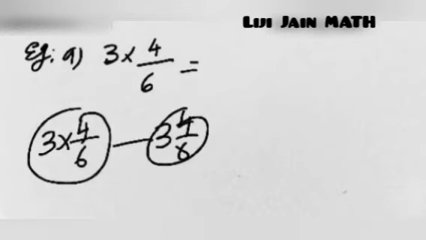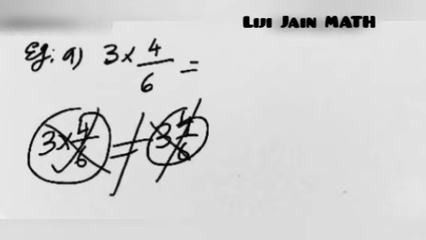Let me remind once again: 3 into 4 by 6 is the product of two fractions, and 3 4 by 6 is a mixed number. They are not at all equal. They are entirely different. Keep this in mind always. I am reminding again and again. 3 into 4 by 6 is the product of 3 and 4 by 6, whereas 3 4 by 6 is a mixed number. They are not at all equal.